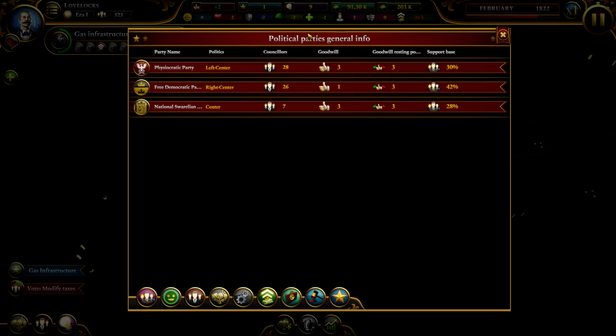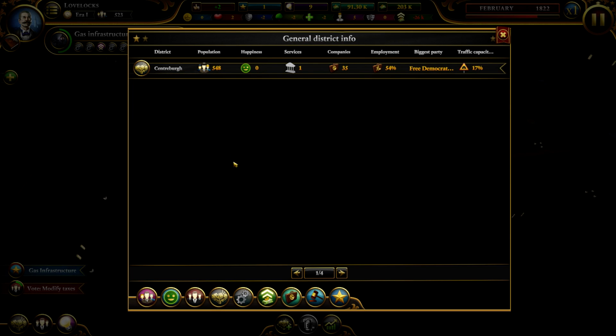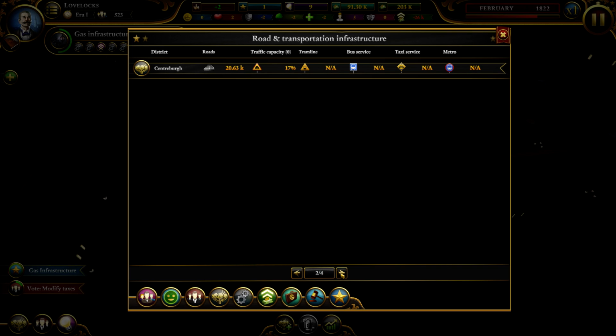Political parties, general info. This makes sense. The Free Democratic Party is the thing that we used our goodwill with in order to get some votes. Support base, 42%. Cool. Districts. We only have one. Centerburg. Infrastructure. See, infrastructure grids. Oh, I see. Total cost, and then this is like costs based on the service.